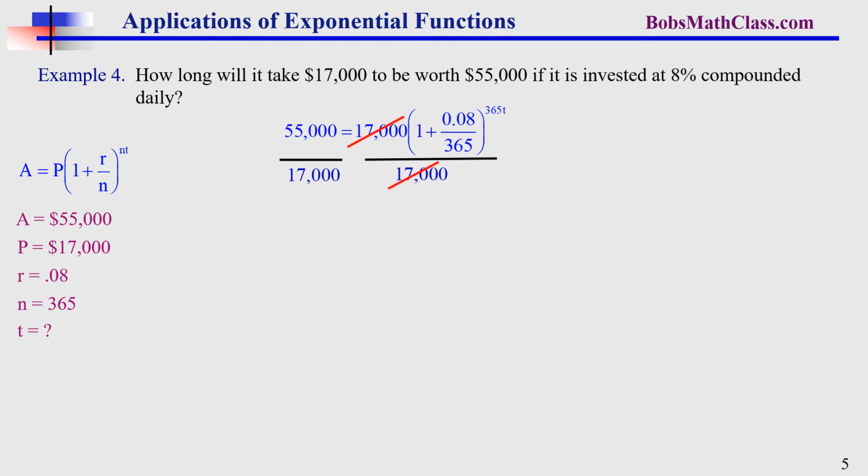That way on the right it cancels. On the left, the zeros cancel, but you still have 55 over 17. Just leave it 55 over 17. You don't want to round it.